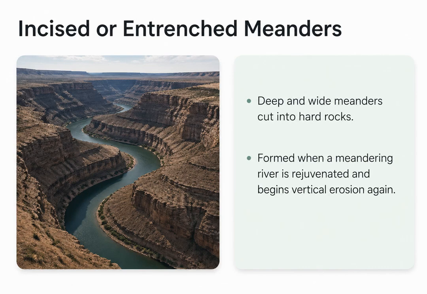Usually, we associate meanders with soft, flat floodplains, but occasionally you will find deep, winding meanders carved directly into hard, solid rock. These are called incised or entrenched meanders. They typically form when a landscape is slowly uplifted by tectonic forces. The river, which was already meandering on a flat plain, suddenly gains a steeper gradient and starts vertically downcutting again, locking its meandering pattern deep into the bedrock.